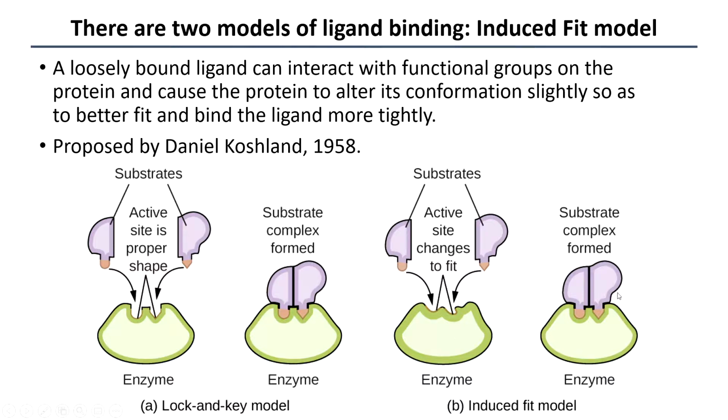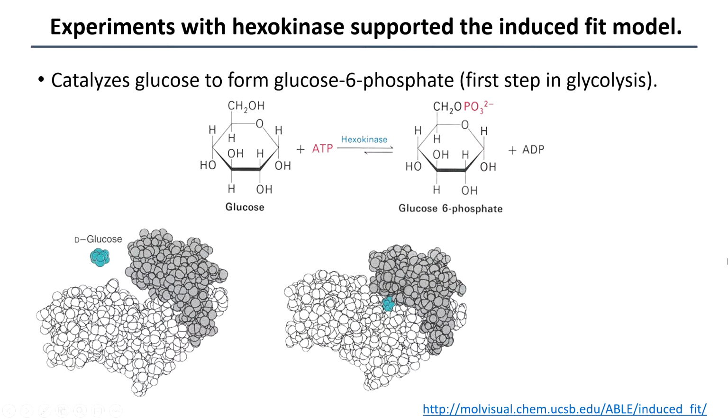The induced fit model would allow for maybe one or two, maybe three substrates to bind to an enzyme. It would also allow for something like an inhibitor molecule to bind to the enzyme's active site and block substrates from binding. So the induced fit model allows for a couple of things to bind to the enzyme. However, the lock and key model requires that only one thing binds to this enzyme, which is correct. Well, experiments using hexokinase help to solve this problem.